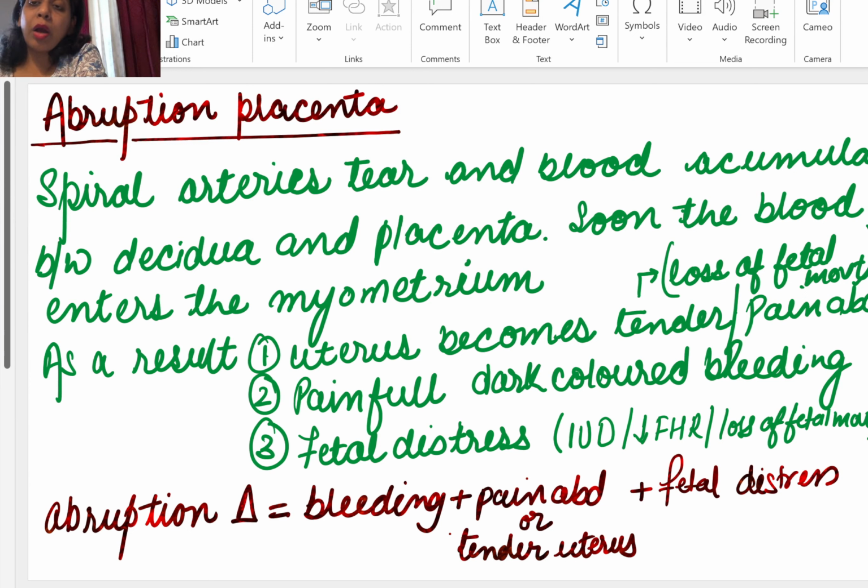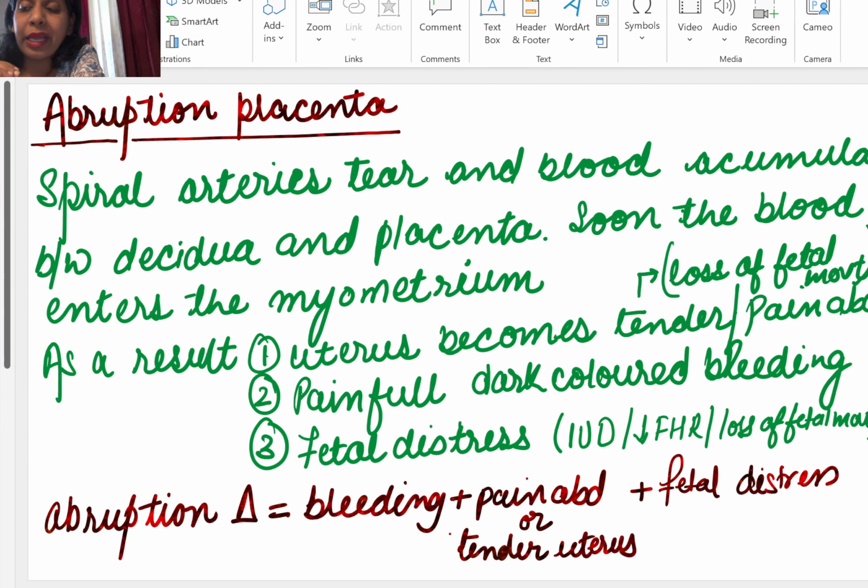Now because of the tender uterus, it will be painful, right? And the bleeding which is coming out of the genital tract is the accumulated blood. The accumulated blood is always dark colored.